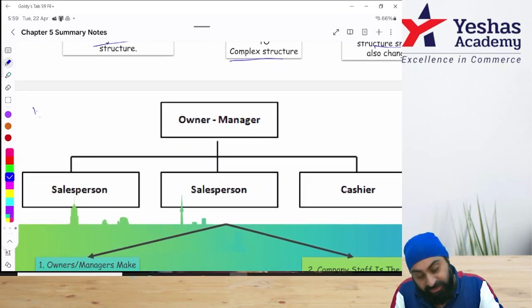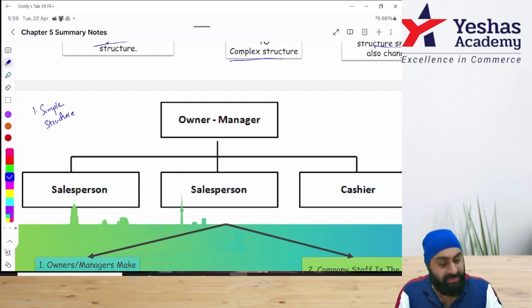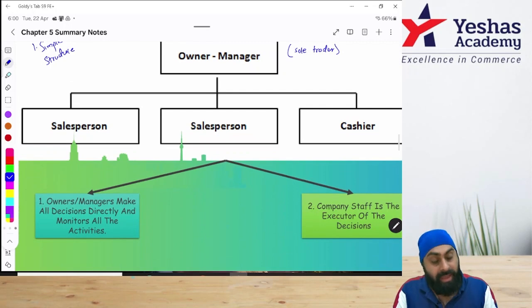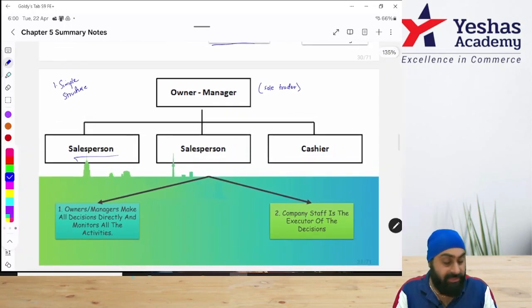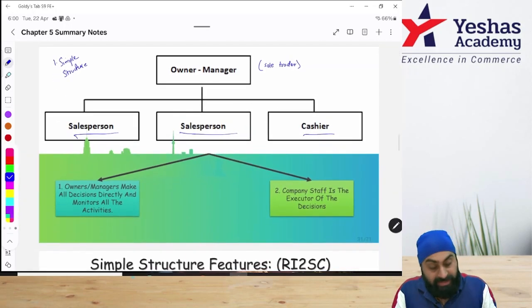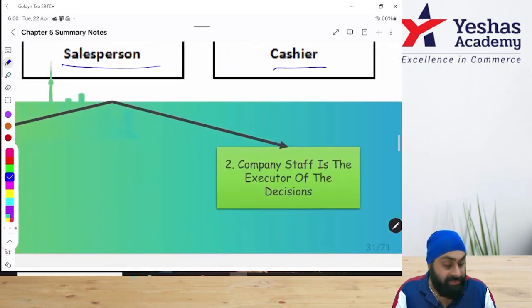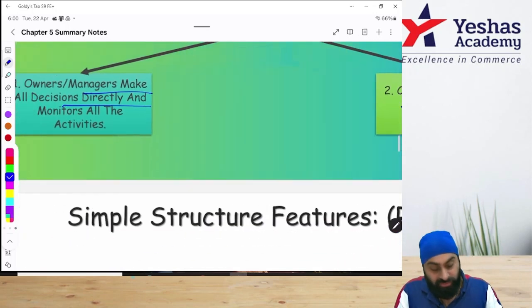This is the first structure, which is called simple structure. What happens in a simple structure? Let me just tell you, I'm giving you a wrong example, but a sole trading concern, a sole trader, follows a simple structure where he is the owner and there are people working under him, like a salesperson or cashier. He is the person who takes all the decisions that directly influence the organization. And what is the staff? Staff is just the executor of those decisions.